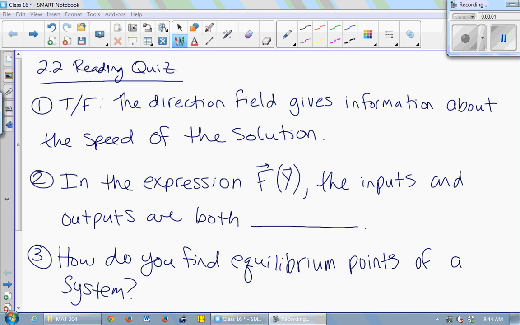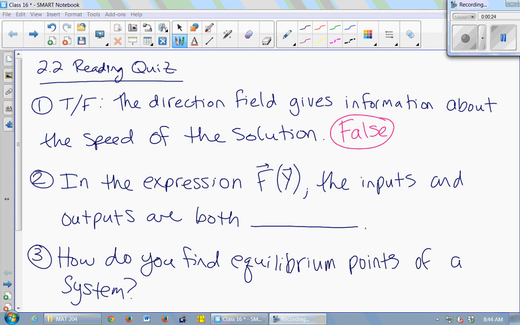True or false? The direction field gives you information about the speed of a solution. False, right? The vector field does. The direction field is when you take all the vectors and scale them to the same length, because the length of the vector tells you about how fast the solution is being graphed. So when you scale them, you lose that information.